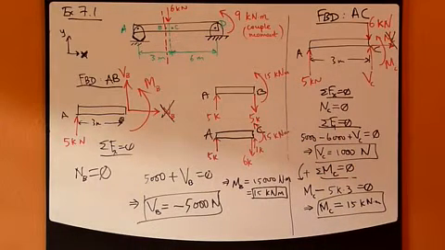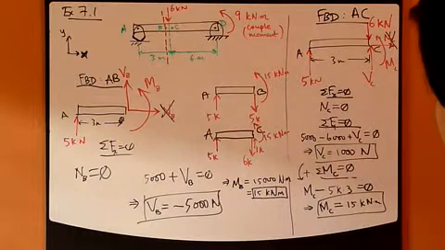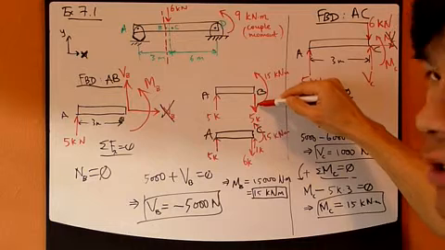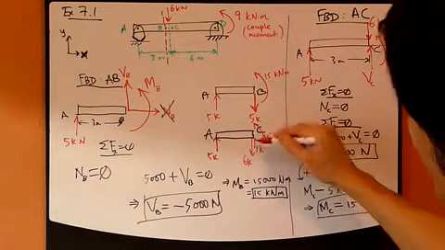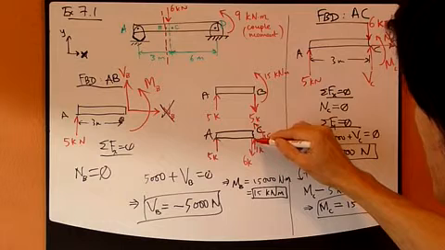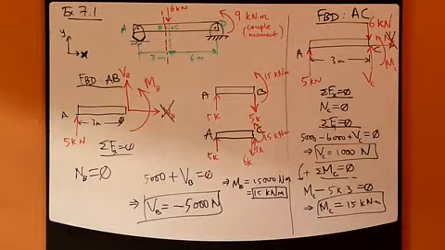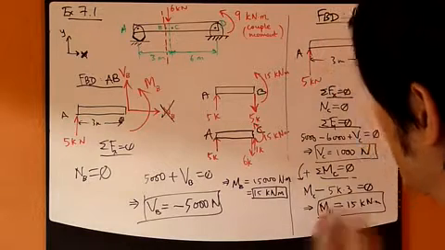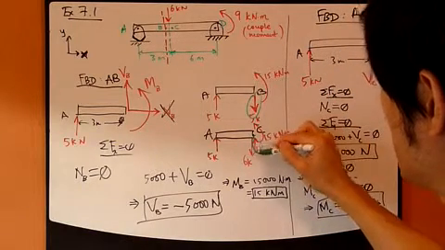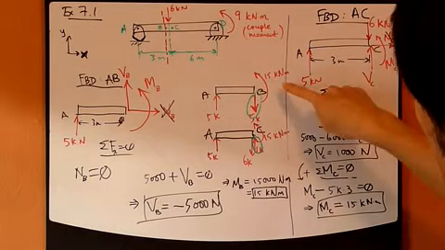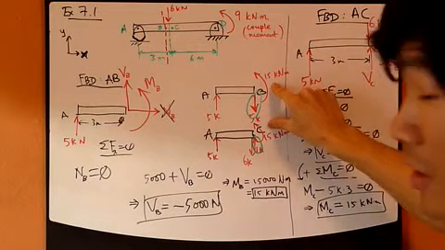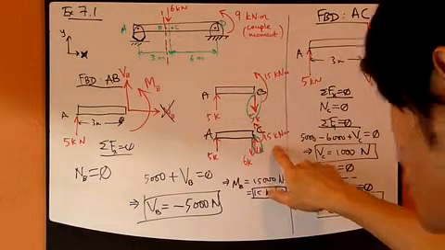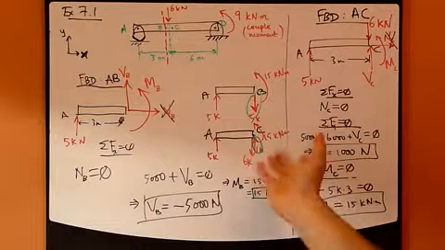Okay, so compare the two. Internal forces, right? I have 5,000 going downward at B, but at C I only have 1,000 newtons going up. Big difference, right? 1,000 down, 1,000 up. But as far as the bending moment goes, both have the same: 15,000 newton meters counterclockwise. This is also 15,000 newton meters counterclockwise. That's all.